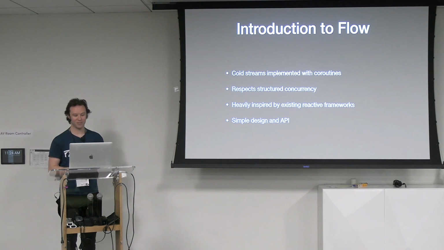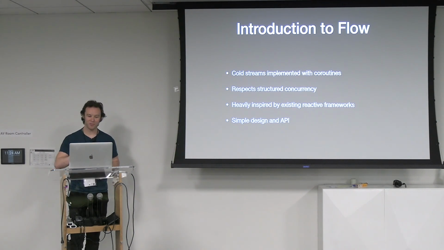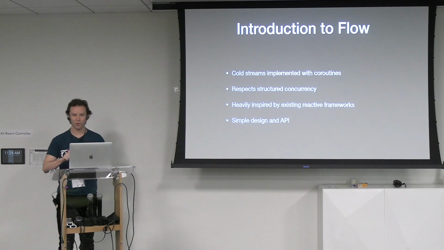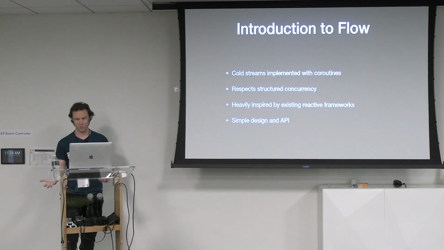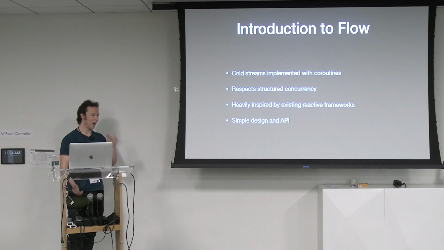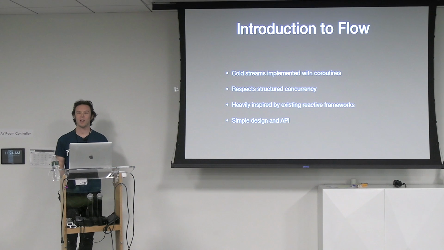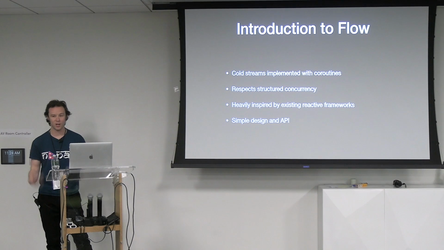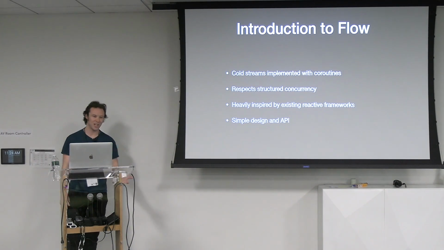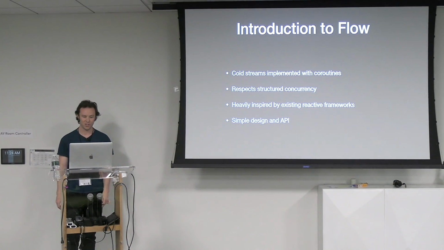So let's do a quick introduction to Flow. Like I said earlier, Flow is cold streams implemented with coroutines. I don't want to spend too much time on this, but there's cold streams in the world, there's hot streams in the world. Hot streams produce even if no one's subscribing to them, even if no one's listening, whereas cold streams typically don't start executing until somebody subscribes to them and starts collecting them. Flow also respects structured concurrency, so all the exception handling we've become used to and doing jobs and all that sort of stuff, that's very different from RxJava, and it's kind of more fundamental into the world of Kotlin.